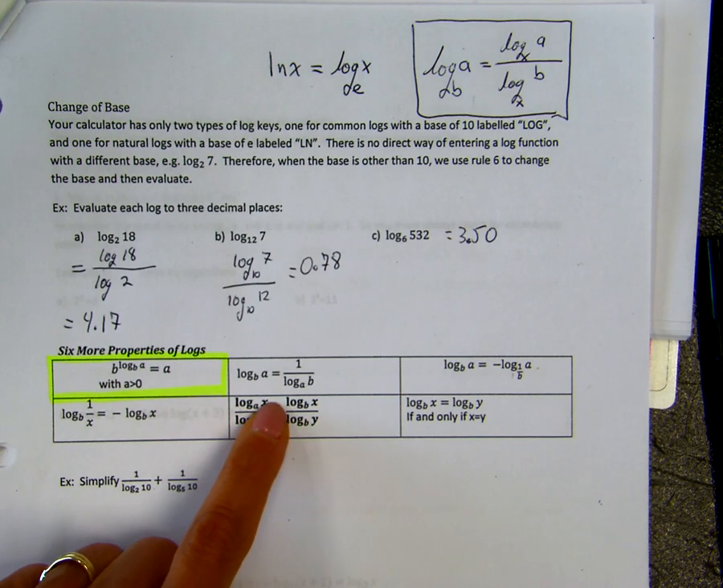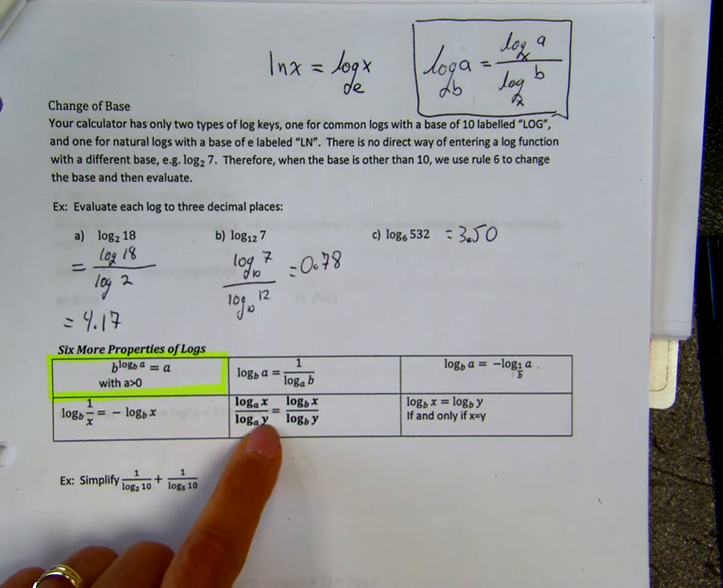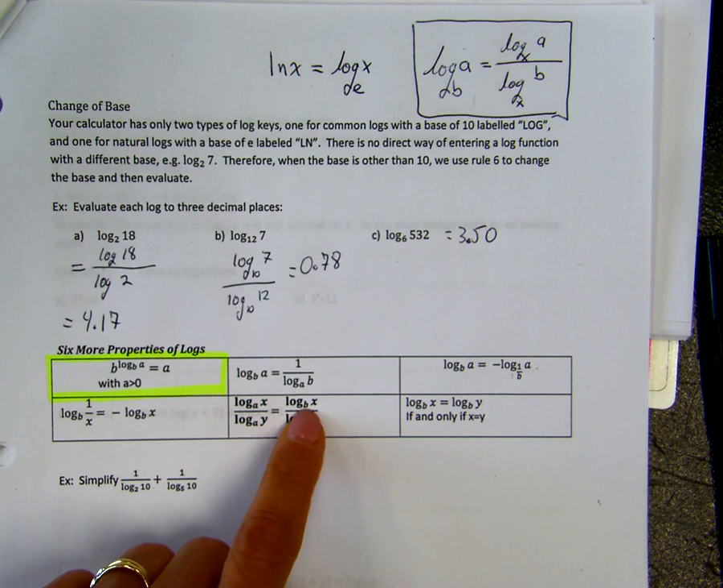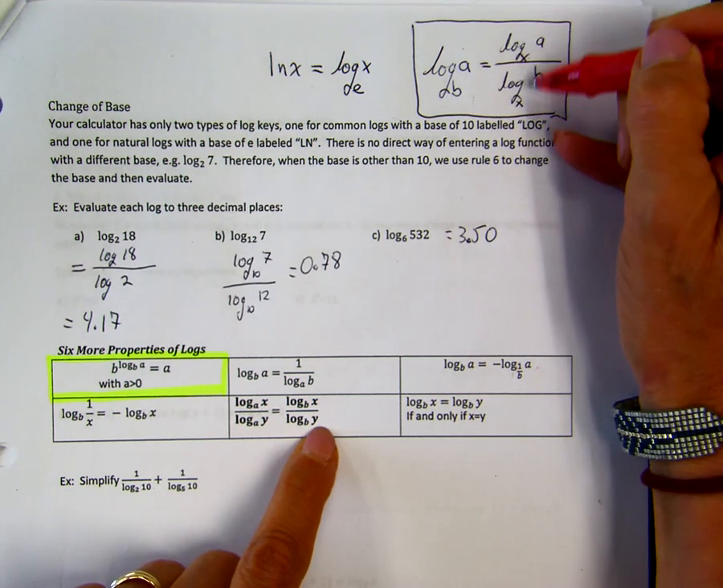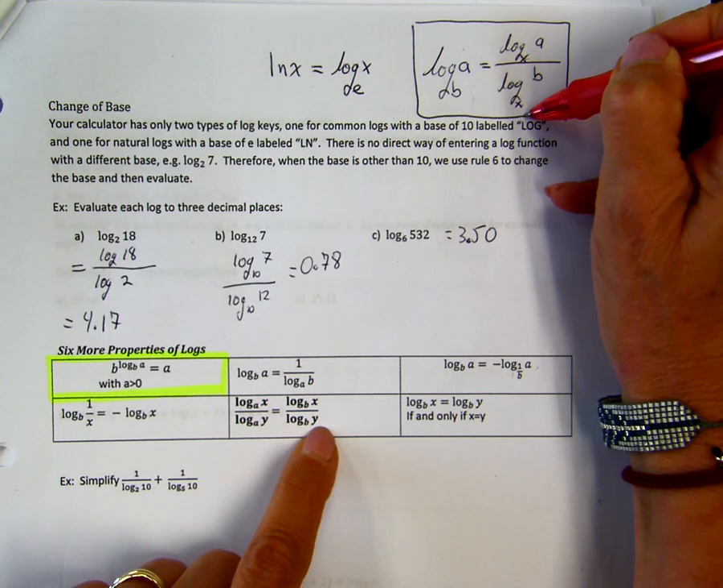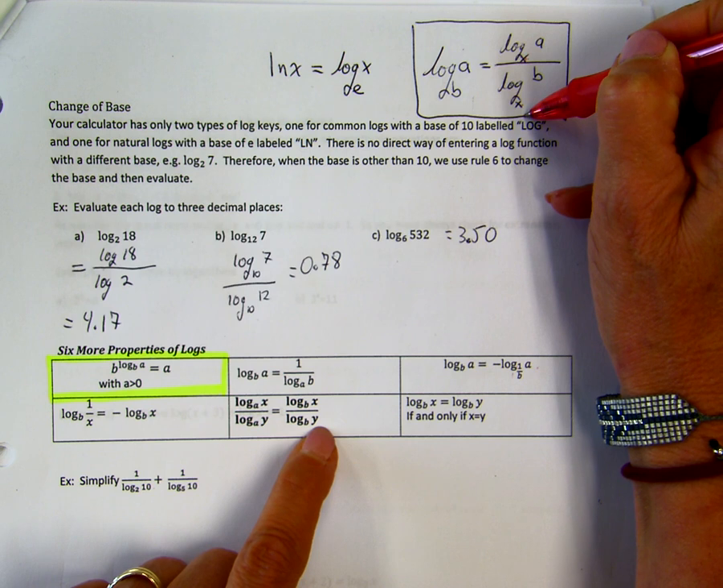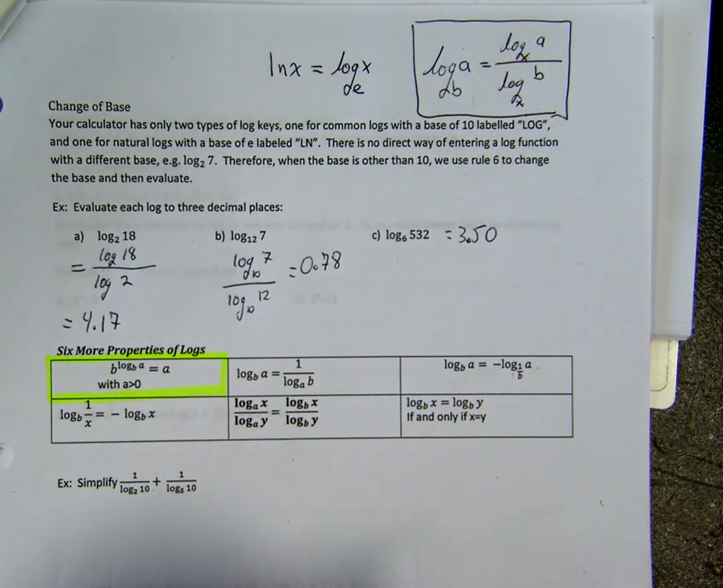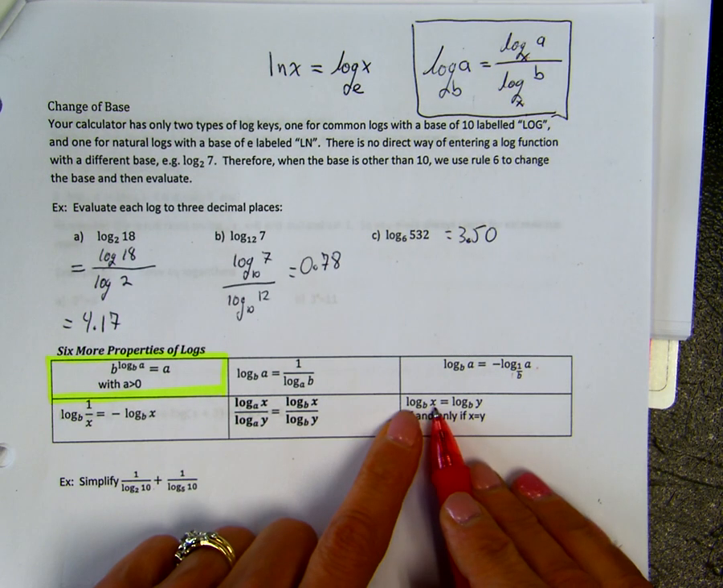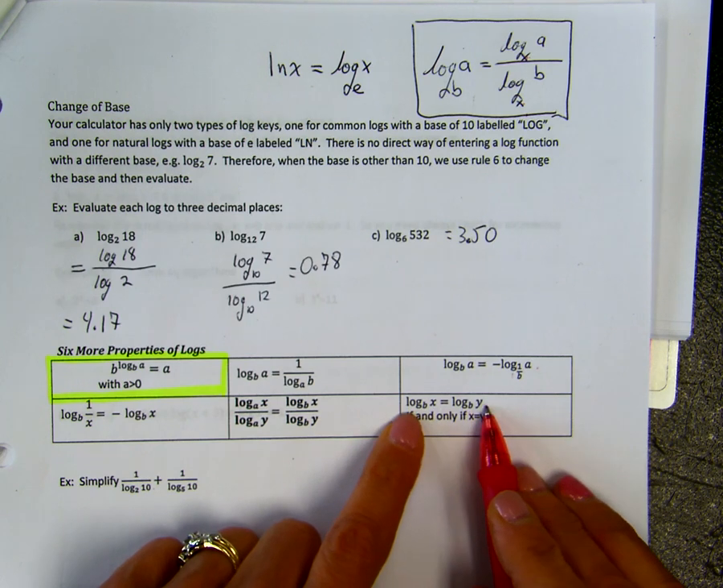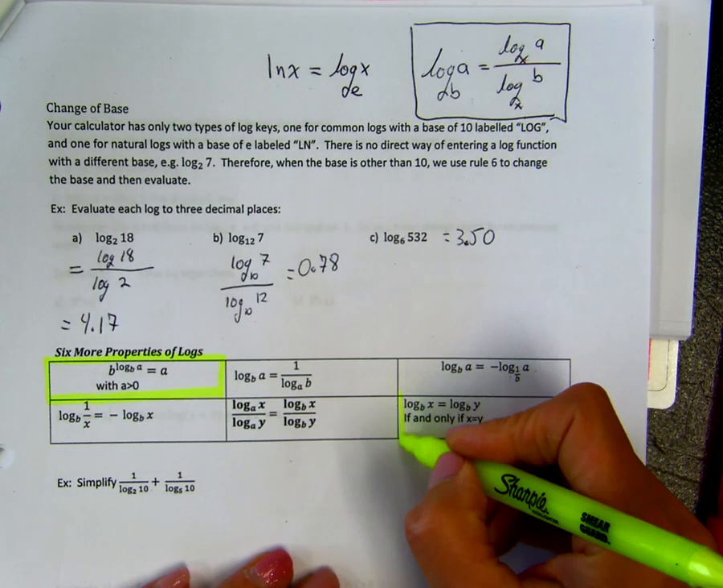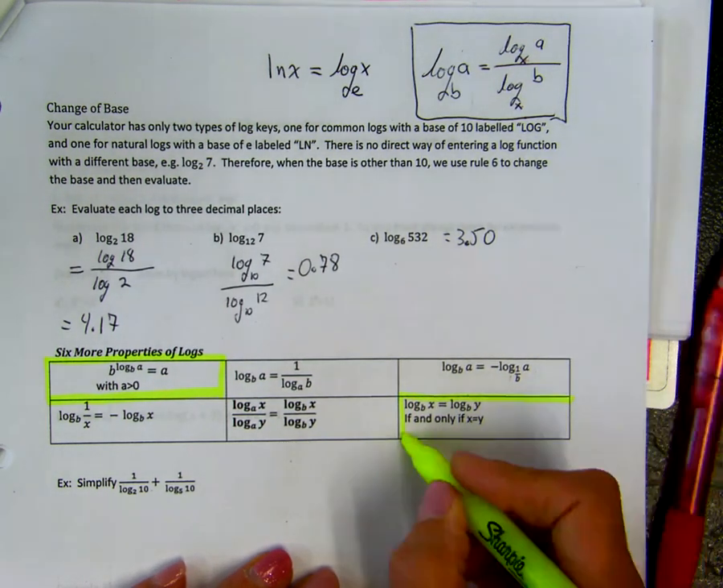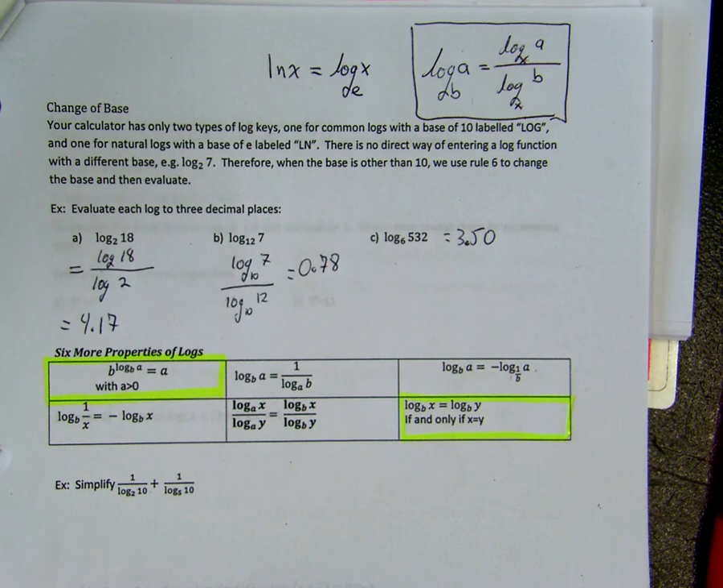Log to the base a of x over log to the base a of y is log to a different base of x over log to a different base of y. Look at your change of base formula. How did you choose this? You could have chosen anything you wanted. And last of all, log to the base b of x equals log to the base b of y if and only if x equals y. We're going to be using this idea tomorrow when we solve equations.